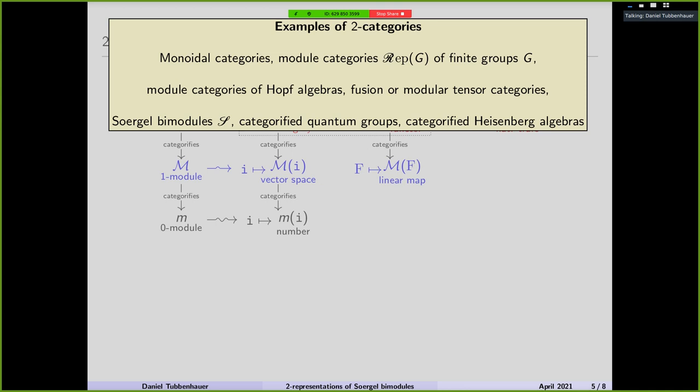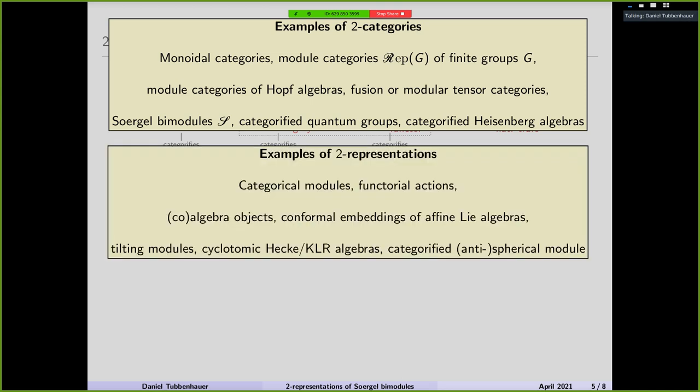Module categories over finite groups are a good example. Finite groups are Hopf algebras, so their module categories are monoidal categories, and the only reason I want a finite group here is that there will be some hidden finiteness assumptions in what I'm going to say, and they are just satisfied for finite groups. Hopf algebras are more general, then modular categories, tensor categories, the Soergel bimodule category I promised to tell you about in the title, categorified quantum groups and other nonsense. So it's a very rich world.